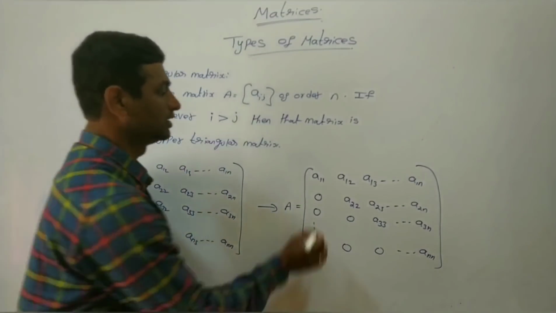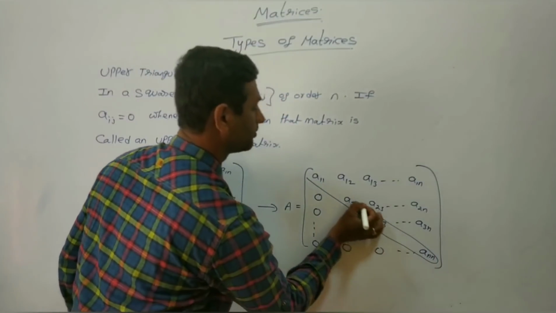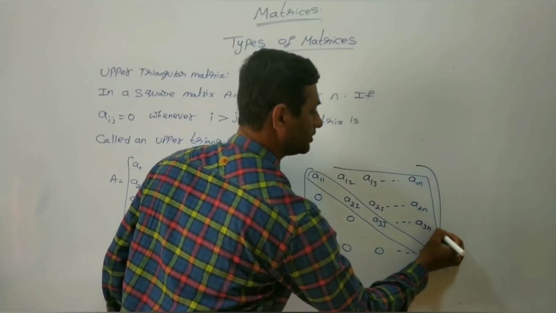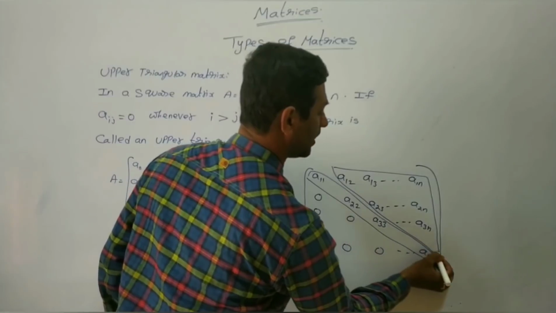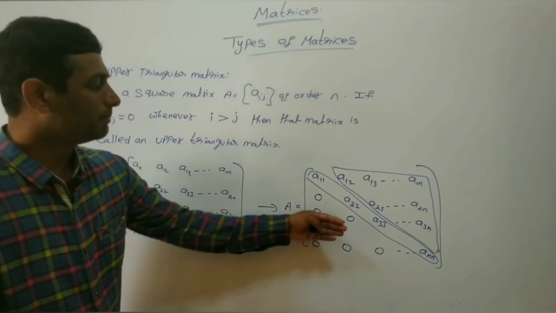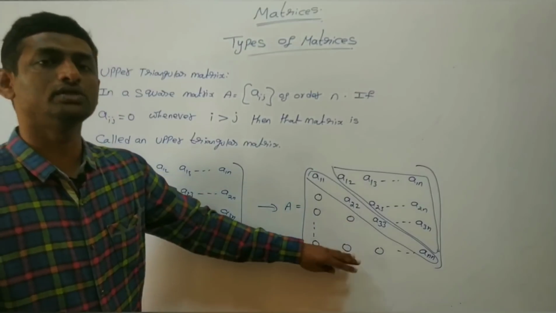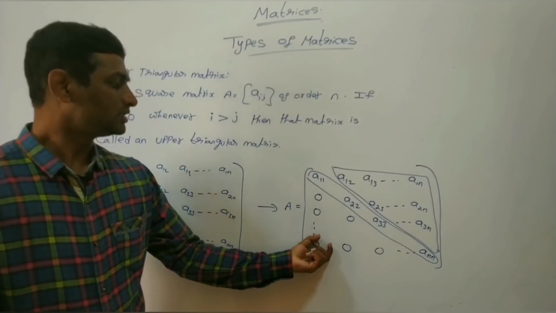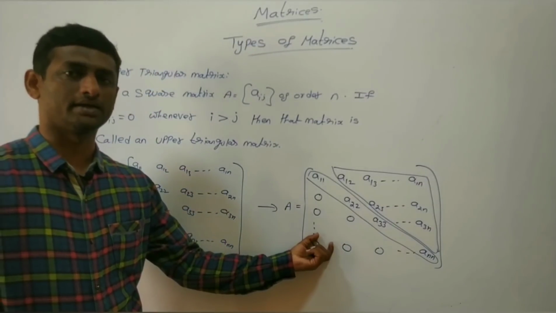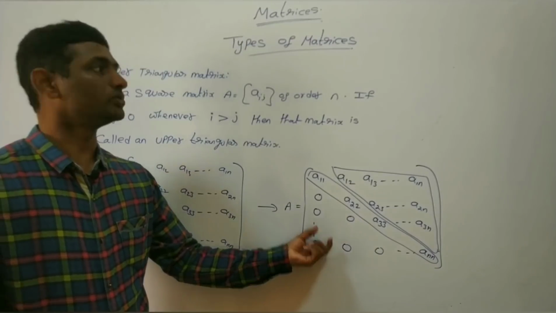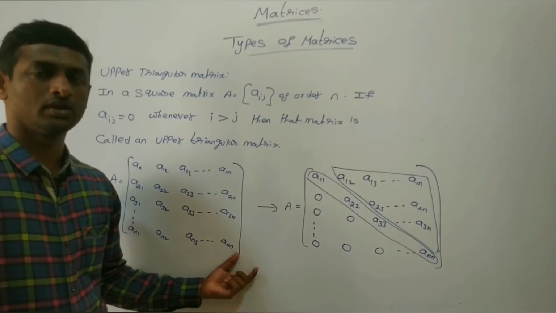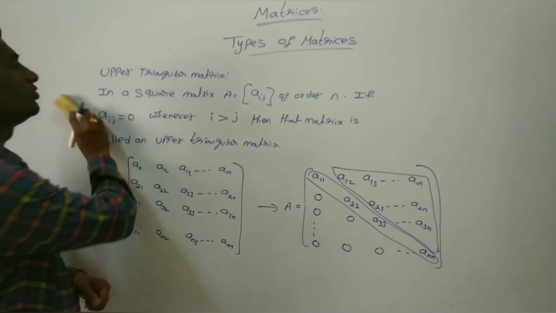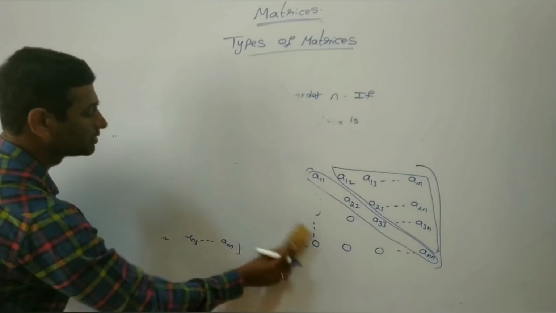If you see it, A11, A22, A33, ANN are principal diagonal elements, and above the principal diagonal elements you have a triangular shape that is called an upper triangular matrix, where below the diagonal elements are all zeros and above the diagonal elements may or may not be zero. So this type of matrix is called an upper triangular matrix. So these are the types of matrices. Now if we club the upper as well as lower, we will go for a triangular matrix.